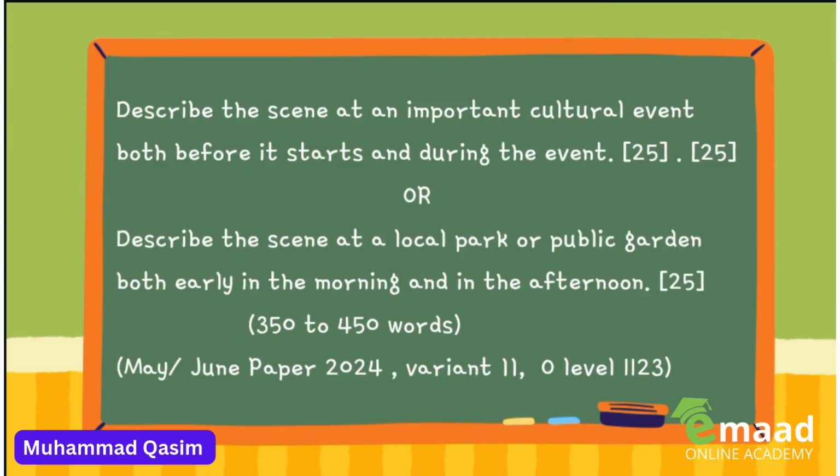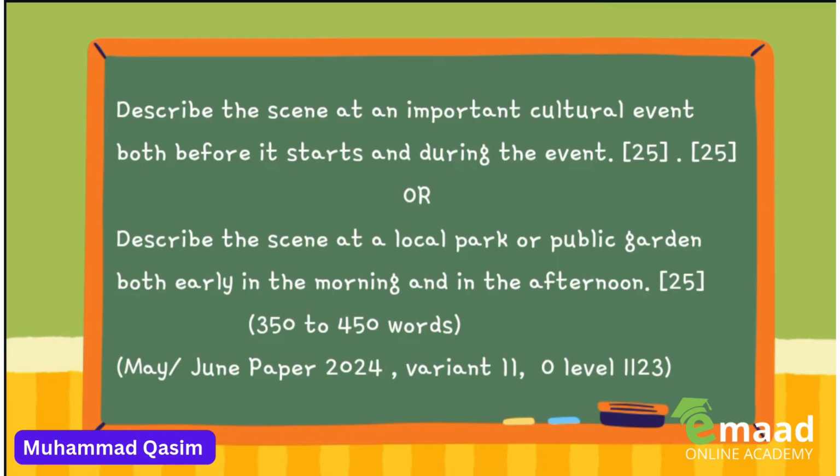Here is the variant 2 paper, May June 2024 O level 1123, but you can also use it as practice for other writing activities for your IGCSE English as well. Describe the scene at an important cultural event both before it starts and during the event. Describe the scene at a local park or public garden both early in the morning and in the afternoon.